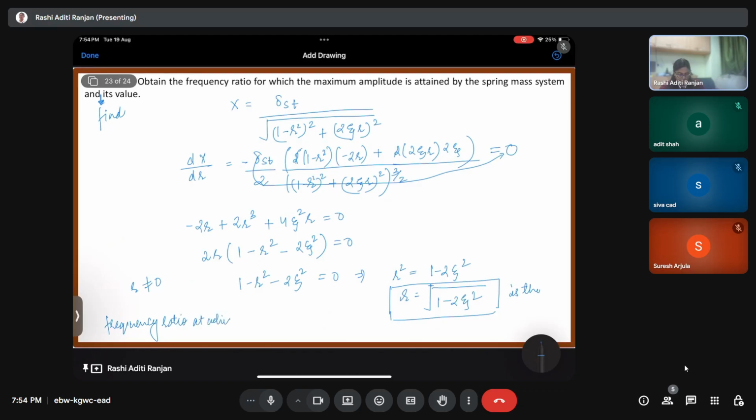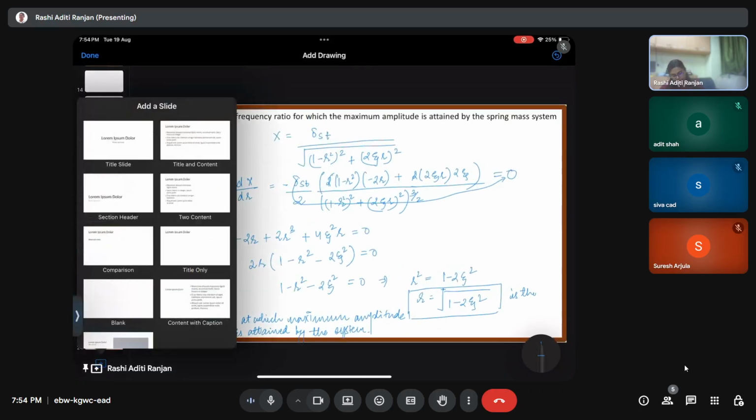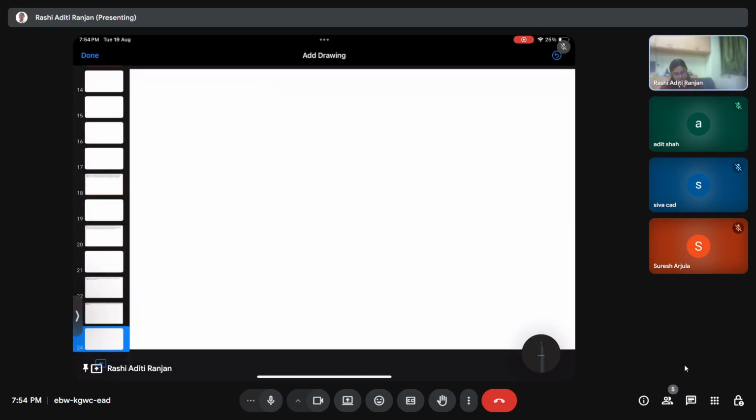at which maximum amplitude is attained by the system. And we also have to write out what is actually the amplitude.